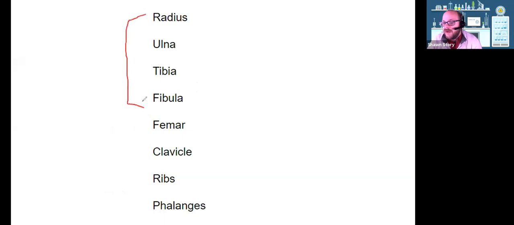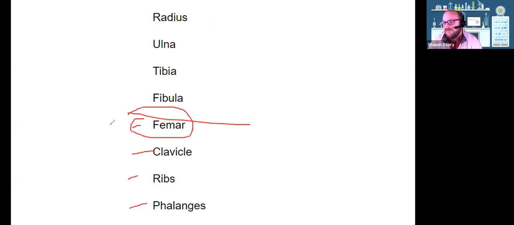These are very important bones to know because when we're talking about healthcare and medical, these are very commonly broken bones, right? When people have accidents, when people fall, when they slip, they often break their radius or their ulna, their tibia and their fibula, right? Breaking those bones is very, very popular. The other ones are also popular. We have femur, clavicle, ribs, and phalanges.